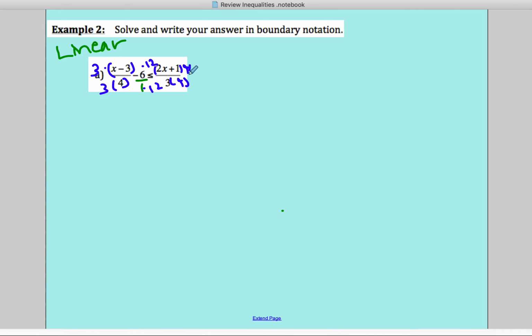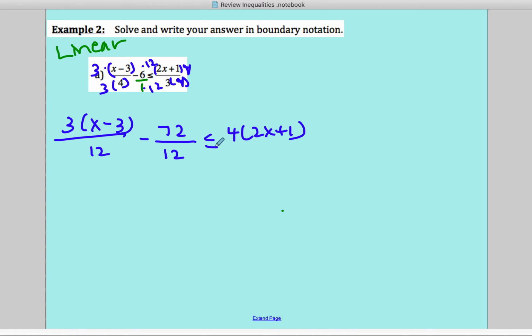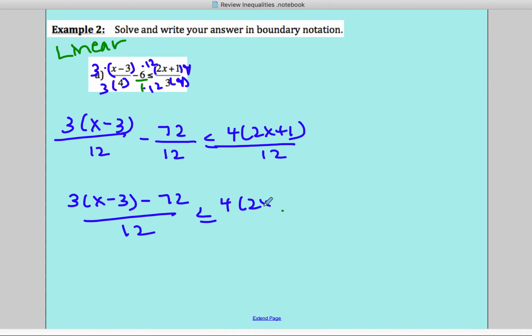Ooh, that looks like a 9. 4. There we go. All right, so what I will now have is 3x minus 3 all over 12 minus 6 times 12, 72 over 12 less than or equal to 4 times 2x plus 1 all over 12. Okay. This left-hand side, since it has a common denominator, I'm going to go ahead and write that together. So I'd have 3x minus 3 minus 72 all over 12 less than or equal to 4 times 2x plus 1 all over 12.